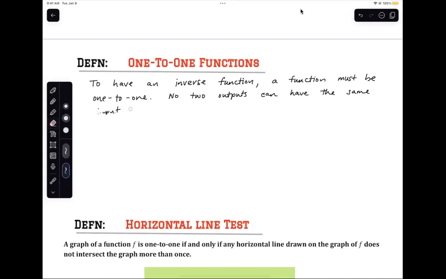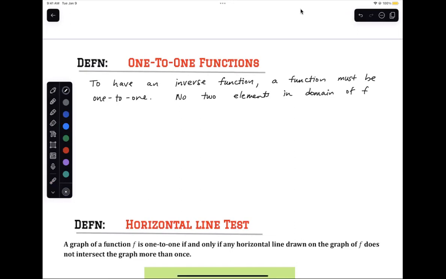Actually, I wrote this completely wrong. So let's start this over. If you're watching this, I apologize. I'm going to change it right now. So that means that no two elements in the domain of F can have the same output in the range of F.